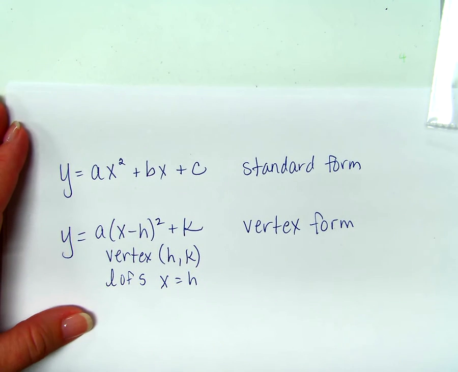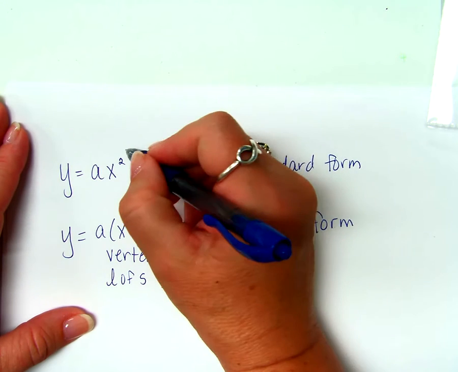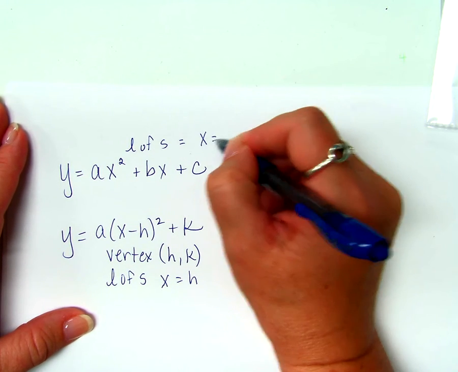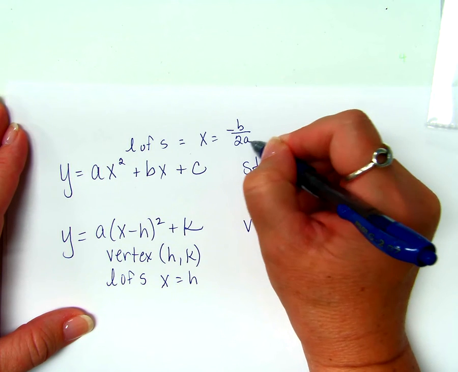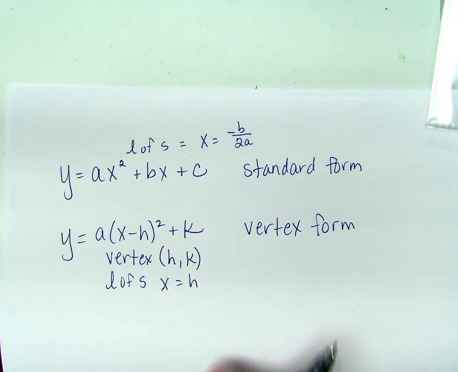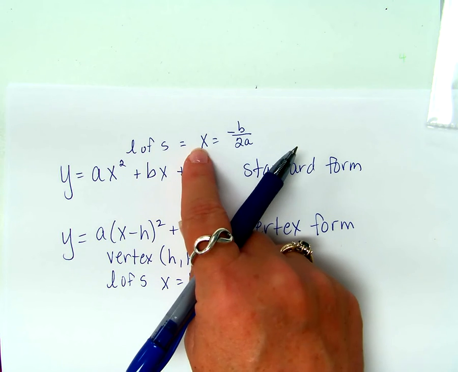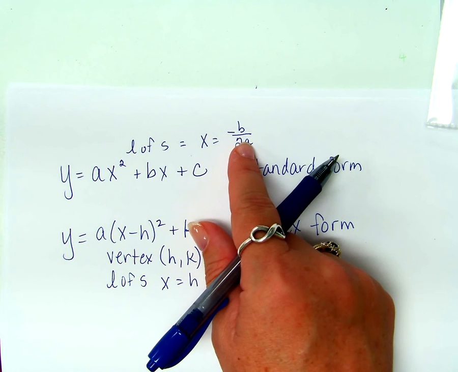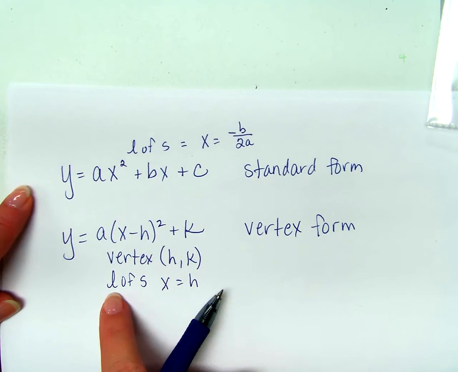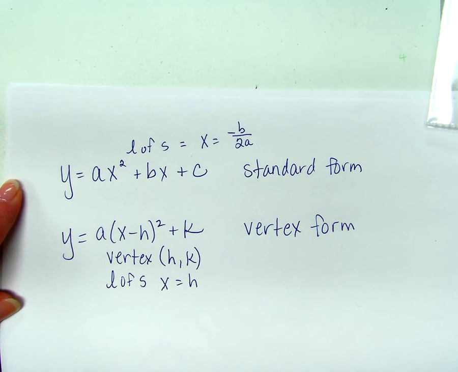So looking at standard form, where did they say the line of symmetry is? X equals negative b over 2a. Any questions about that so far? So we've got two forms. We've got standard form and vertex form. If we're in standard form, we're going to find the line of symmetry by saying x equals negative b over 2a. If we have vertex form, we know the vertex is at hk, and we can find the line of symmetry by saying x equals h.